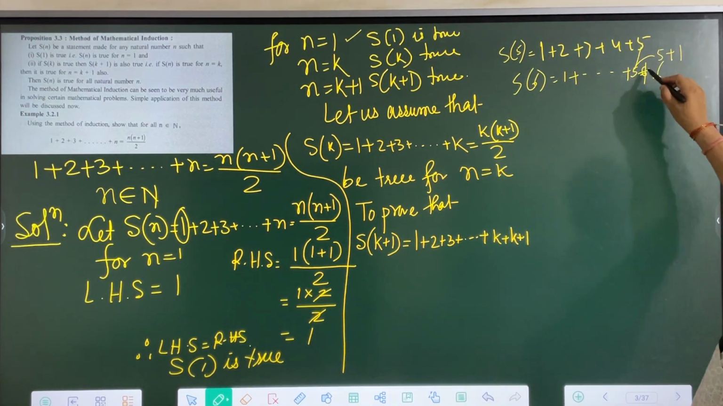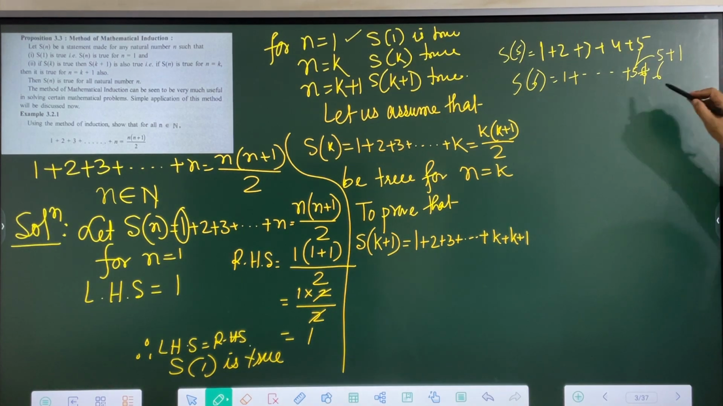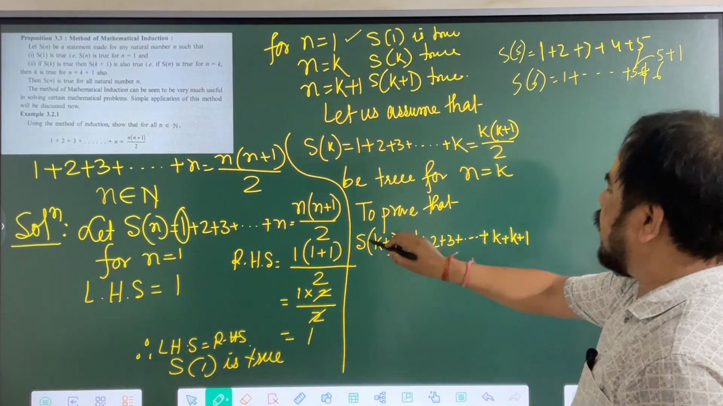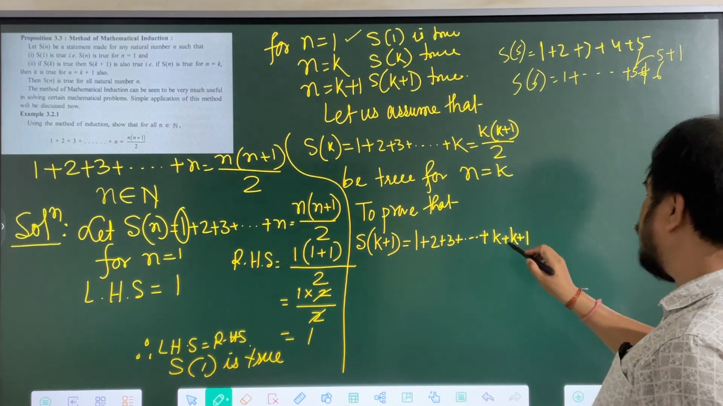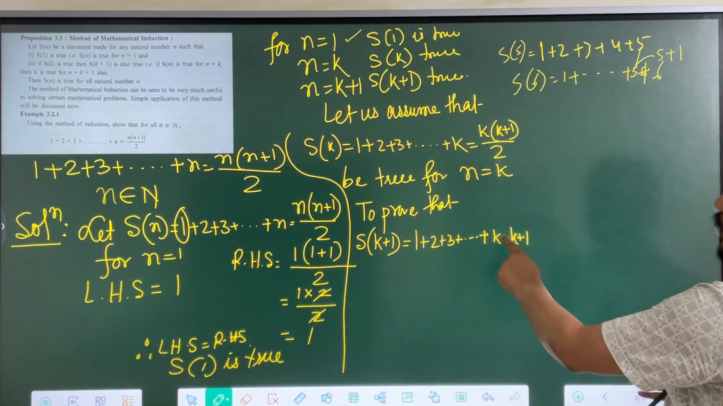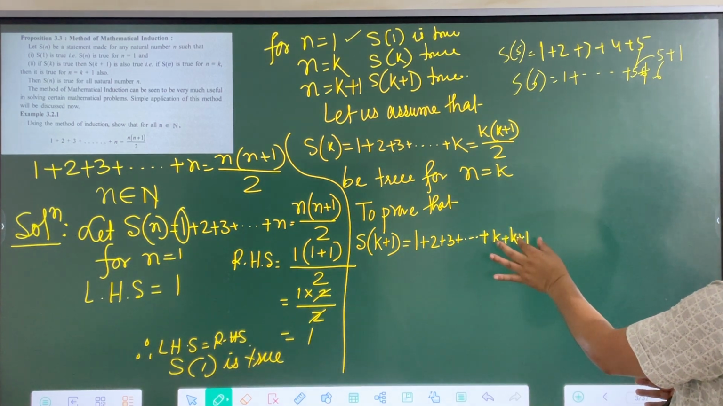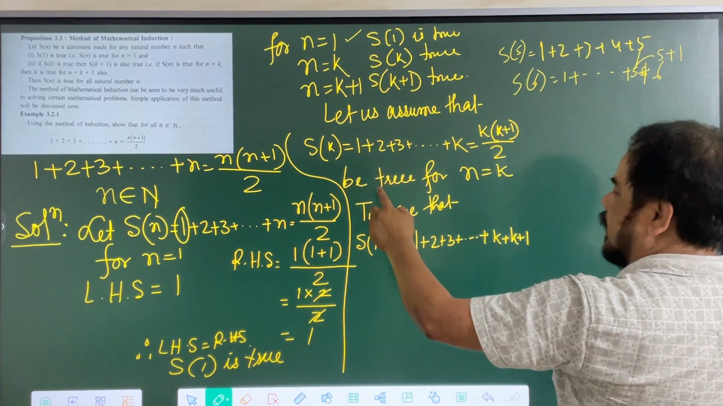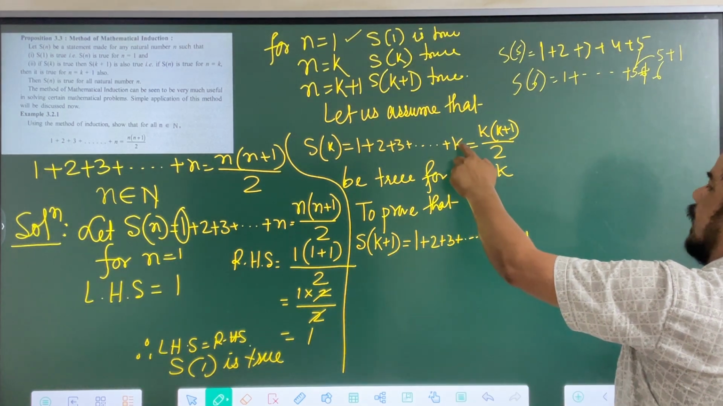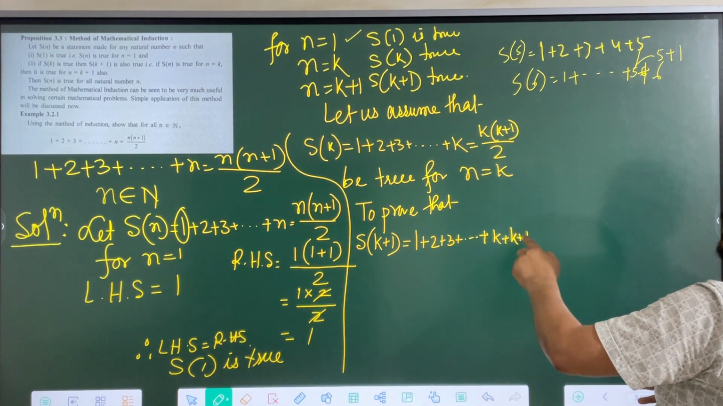S5 goes till 5, S6 goes till 5 plus 1. Sk goes till k, S(k+1) goes till k plus 1. So after k, we have to write one more term. If it is 5, it will be 5 plus 1. If it is 10 terms, the next will be 10 plus 1. If it is k, the next is k plus 1. Okay?